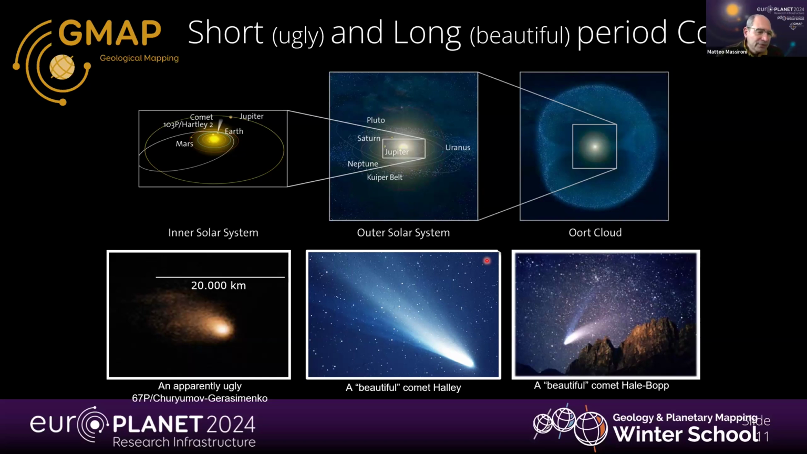And why do we have this different behavior between the short period comets and the long period comets? Most of the short period comets came from the Jupiter family comets or the Halley family comets. That means they go close by the sun every short period of time. For example, 67P, which was visited by Rosetta and which we will see afterwards, has only 6.5 years of revolution period.